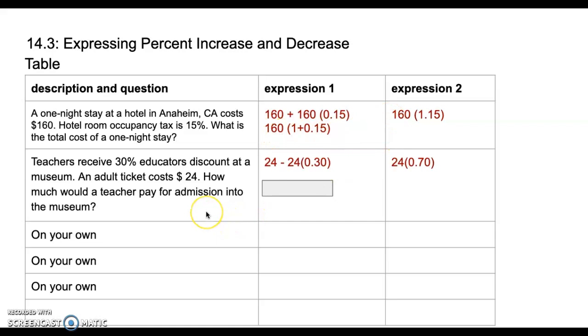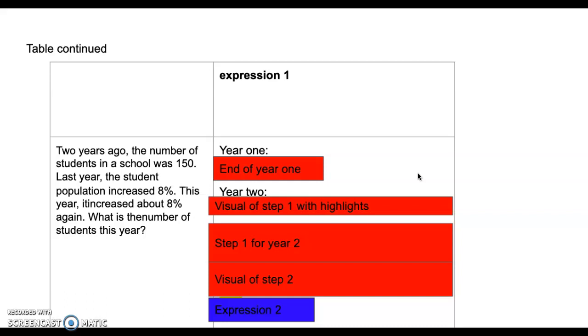And the same thing here, when teachers receive a 30% discount at a museum, adult tickets are $24. How much would a teacher pay for admission? So $24 minus the 30% discount on the $24, right? That would be expression 1, which is the same as factoring out the 24. And then 1 minus 30 hundredths gives you the 70 hundredths. So it just becomes 24 times 70 hundredths. So I'm going to let you do the next three on your own. I think they're pretty much the same thing. What I really want to go over is this last one. So this can be just a little more challenging.